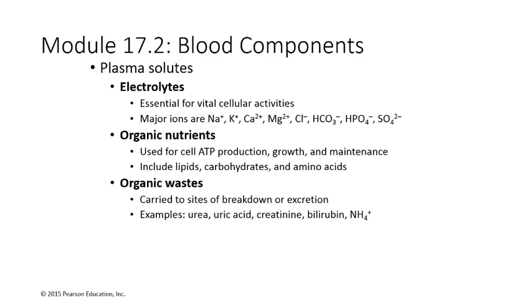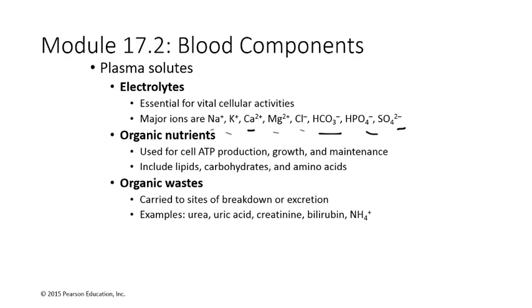The electrolytes within blood, ones you've heard about before: sodium, potassium, calcium, magnesium, chloride, bicarbonate, phosphates, sulfates, all sorts of ions, some of which we have not discussed very much yet, but you've heard a lot about, certainly sodium, potassium, calcium, chloride. There are a lot of organic nutrients. These are the molecules necessary for energy. Think lipids and carbohydrates and the building blocks of proteins, the amino acids.